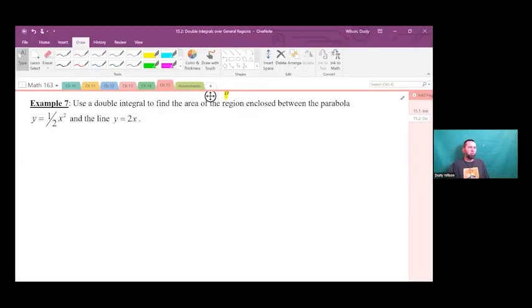Example 7, use a double integral to find the area of the region enclosed between the parabola y equals 1/2 x squared and the line y equals 2x.